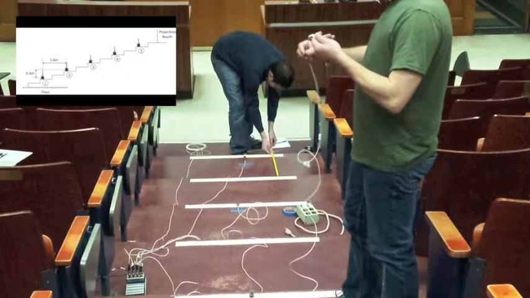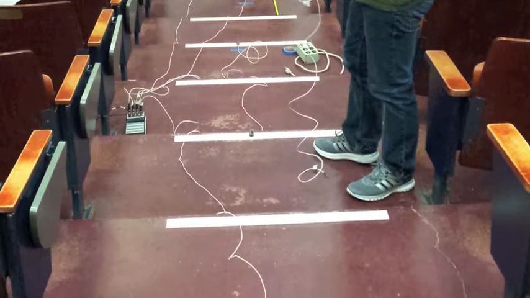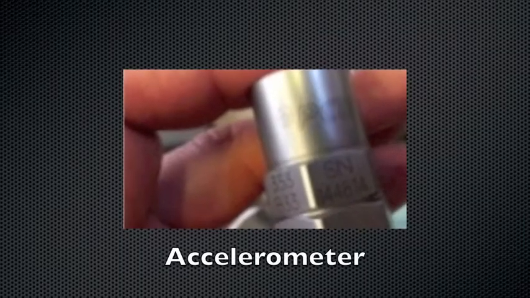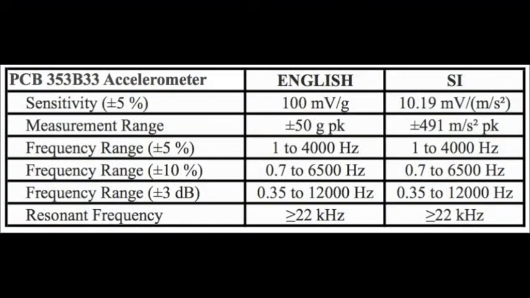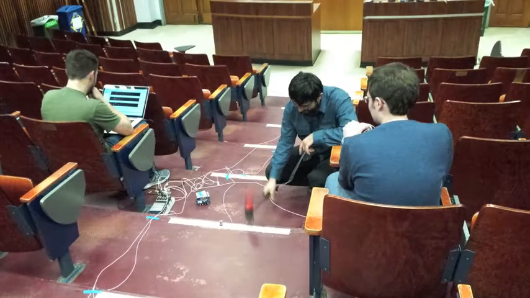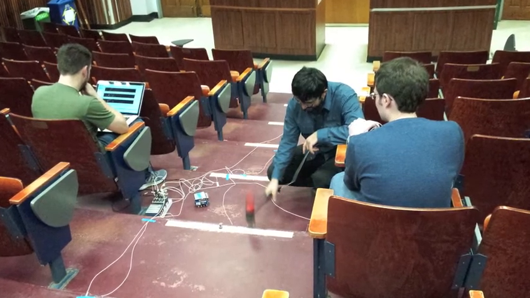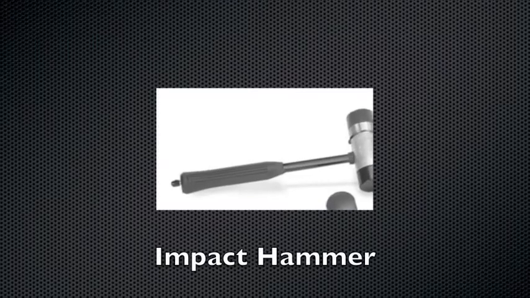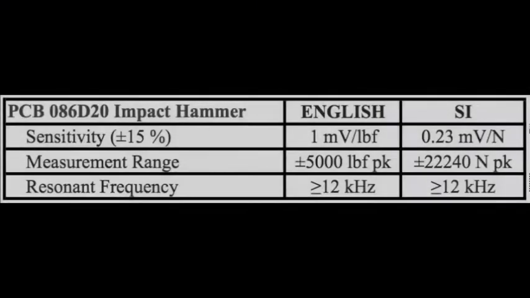Five similar accelerometers were equally spaced at every other stair. Beeswax was used to stick the accelerometers to the ground. We chose to perform tests with an impact hammer because it is the most cost and time effective. A piezoelectric impact hammer was employed to excite the structure with a known input force.